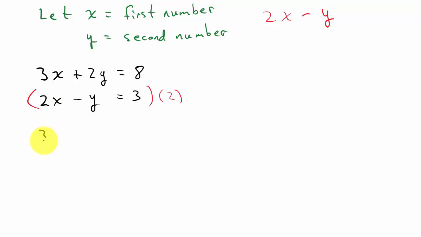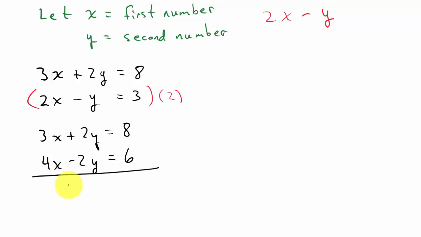So we've got 3x plus 2y equals 8. And then I'm going to multiply through by 2. So that's going to be 4x minus 2y equals 6. Then we add, so we get 7x equals 14. So let's solve for x. Divide by 7, and I get x is equal to 2. Now, you can see this is my first number. Now I need to know what y is. So I can take the 2 and plug it into any one.